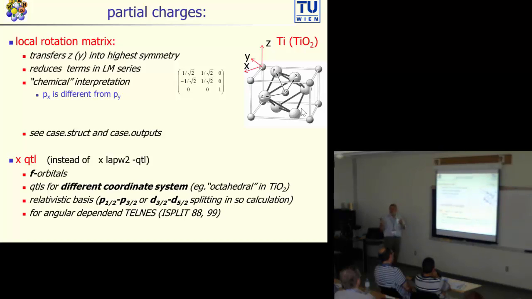Sure, you cannot decompose and you cannot analyze your symmetry in a way I have done over here. And this local rotation matrix is important, because only then you can make this chemical interpretation of bonding states, anti-bonding states, and so on.